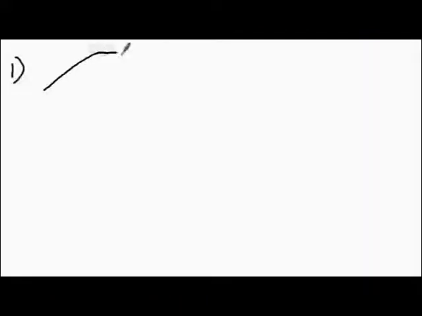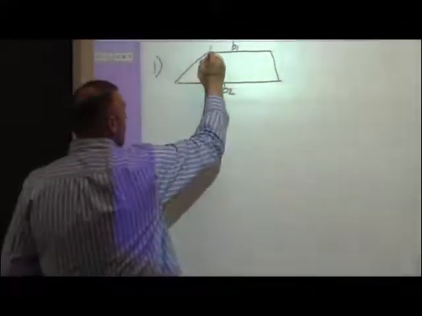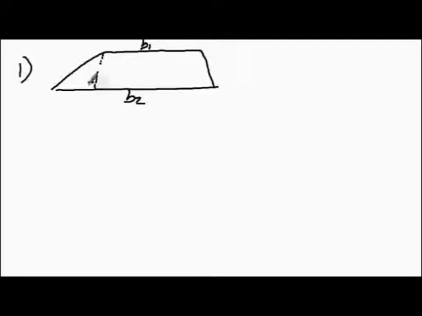A trapezoid is basically a four-sided figure with one set of parallel lines, and it's going to have two bases. We're going to call the top one base 1, B1, and the bottom B2 for base 2. And to find the area of this guy, you're going to need a height. So I'm going to draw a right angle down there, drop that, and I'm going to call that H.